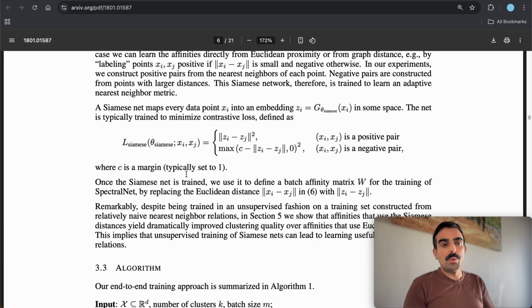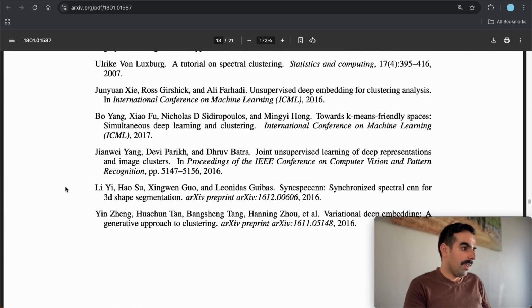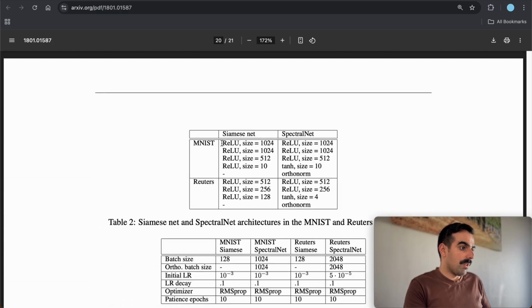This is another use of two neural nets, the Siamese nets, in another field other than self-supervised learning. This is unsupervised learning. This is spectral clustering, but they use it differently. They use it to construct the similarity matrix. They use it to avoid using the Euclidean distance. They want a distance that's specific for the data set, and the architecture was largely an MLP. So this was the architecture of the Siamese net.